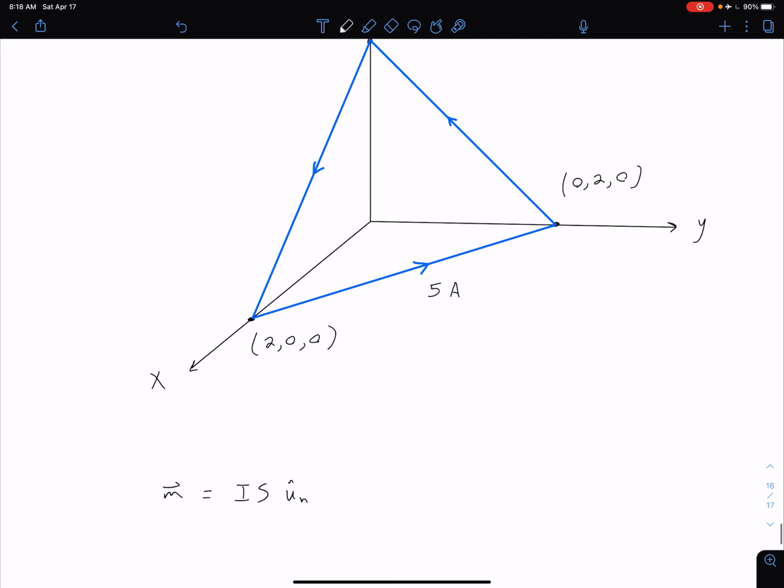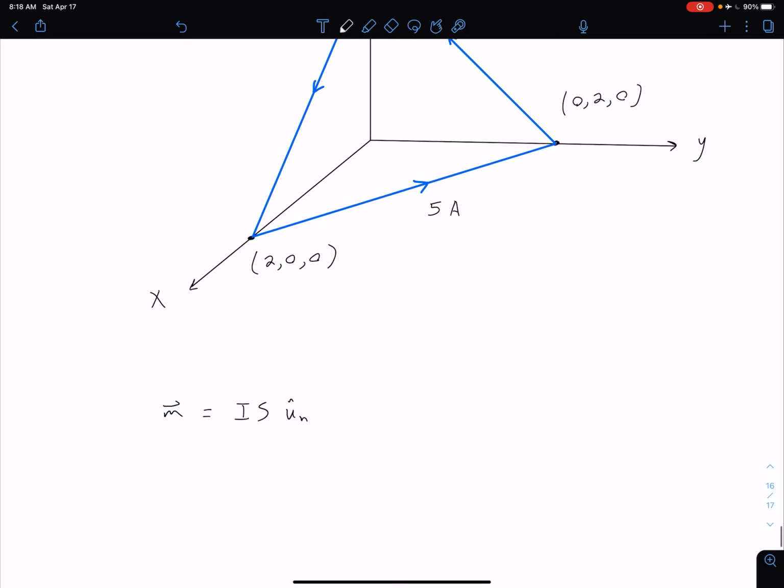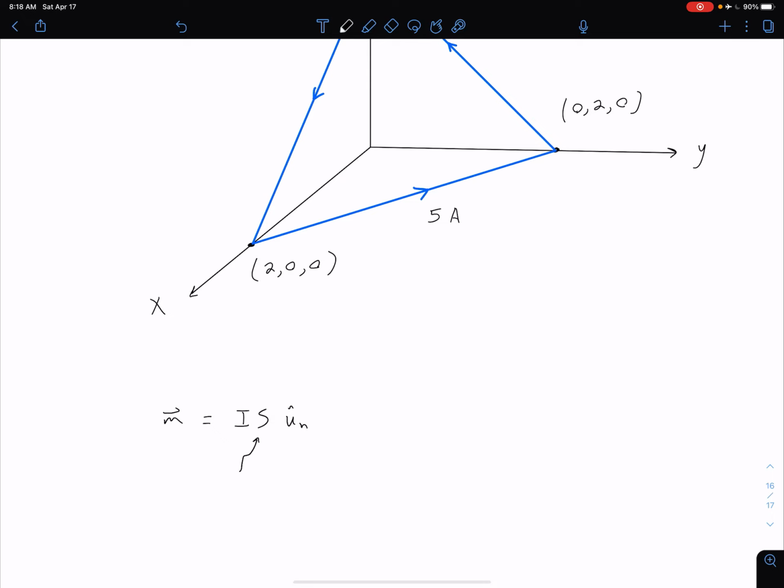And so of course in this case we know our current is 5 amps, so that leaves two things that we need to figure out. We need to figure out our S, which is our loop area, and we need to figure out this unit normal vector u sub M. So this problem is going to focus a little bit more on the geometry and a couple key things there, but I do think it is important for you guys to know how to use a couple of these tricks I'm going to show you.